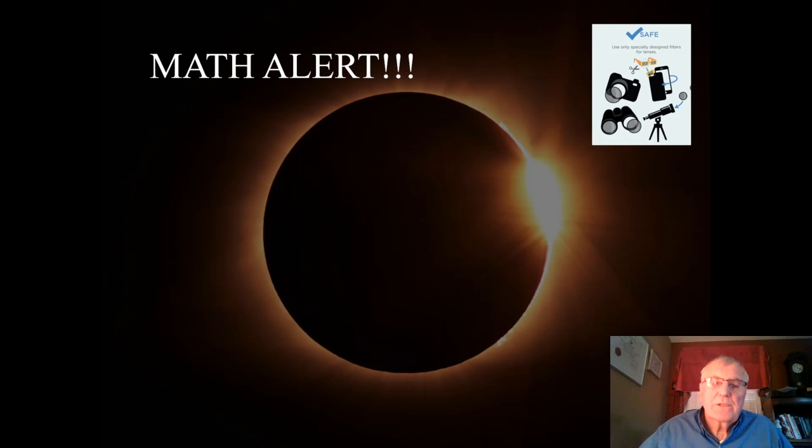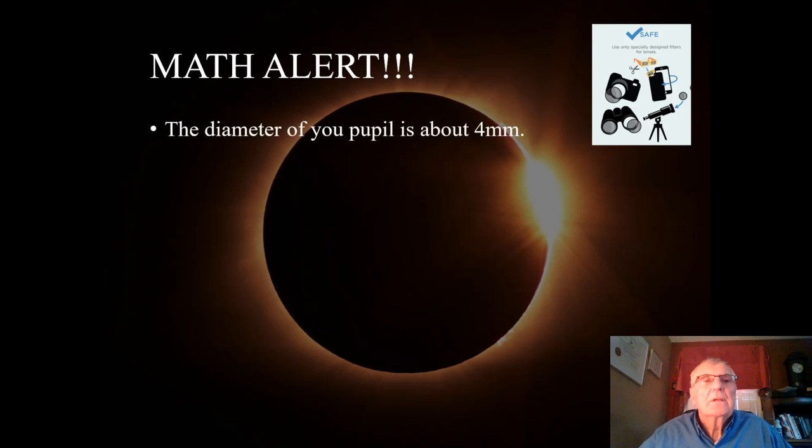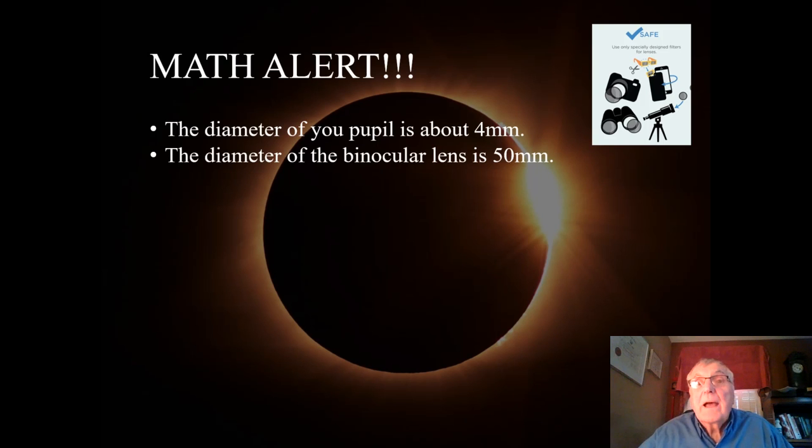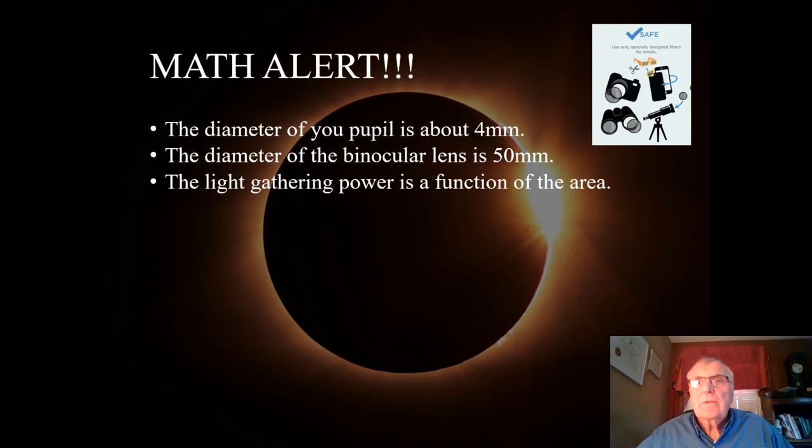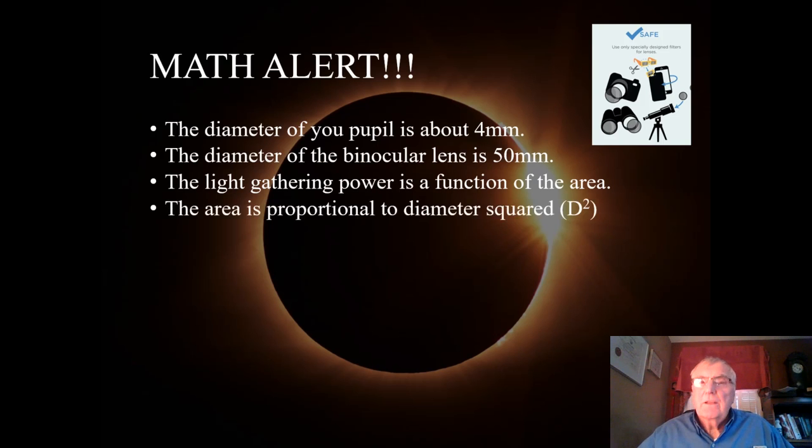Okay, here's a math alert to prove it. I know I didn't say there was going to be math, but I'm an instructor in the science department, so I've got to throw some math in here. The diameter of the pupil of your eye on a sunny day is about 4 millimeters. The diameter of a pair of binoculars is about 50 millimeters. The light gathering power is a function of the area, and if you remember your geometry, the area is proportional to the diameter squared. So if we take 50 divided by 4, that gives you 12.5. If we square that, it gives us 156.25.